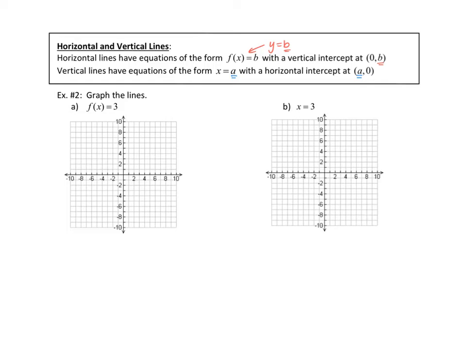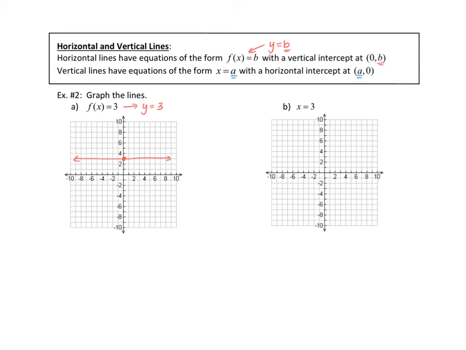So if we want to graph the line f(x) = 3, remember this is the same as the line y = 3. Because this equation has just a y, this will be a horizontal line, and that 3 is telling us where we will cross our vertical axis. So we can mark a point at (0, 3), and then draw a horizontal line going through that point.